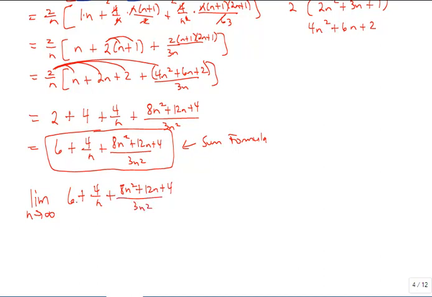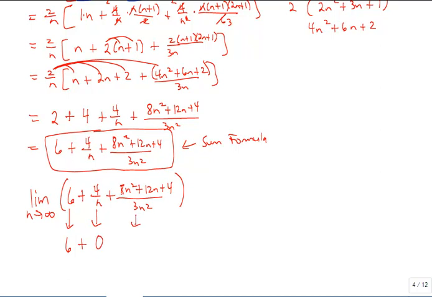Now the reason I recommend not taking this too far is because if you think about what's going to happen in our limit here, the limit of a sum is the sum of the limits. So I can just take the limit of each piece. Now the limit of 6, the limit of a constant is a constant. So the limit of 6 will stay 6. On this one, the limit of 4 over n, if n is getting big, this is like 4 over infinity. And a number over something infinite gets small. So this is going to go to 0.